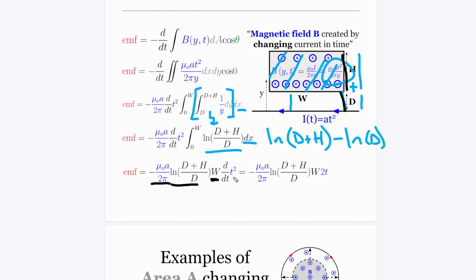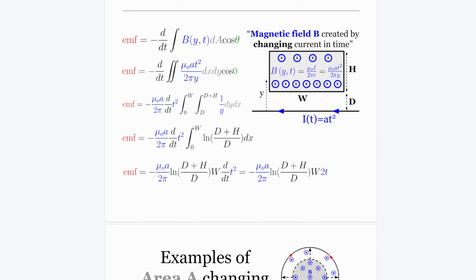And then the only thing that depends on time is t squared. So you get the 2t from that. So I get this right here. And then again, don't care about the sign because we're going to figure that out separately. Does our flux increase or decrease here? Since the current's increasing, the magnetic field increases. We're getting more and more field into the page.